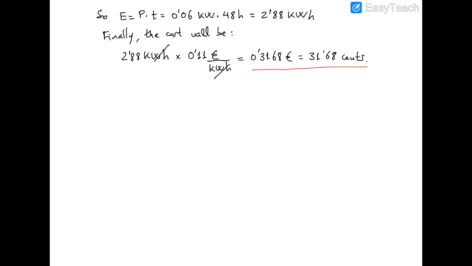Y a continuación sustituimos la potencia por su valor, el tiempo en horas, y tenemos 2,88 kilovatios hora. Multiplicamos ese valor de energía por su coste y nos da 0,3168 euros o 31,68 céntimos. ¿Vale?